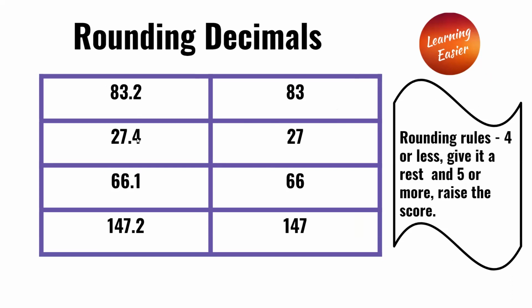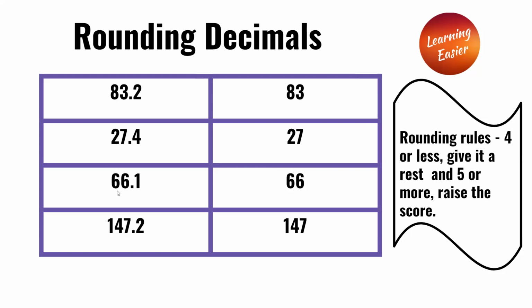27.4. Since we're rounding the 7 in the 27, we go to the next digit, which is 4 in the tenth place value. And 4 is 4 or less, so we give it a rest and make the number 27.